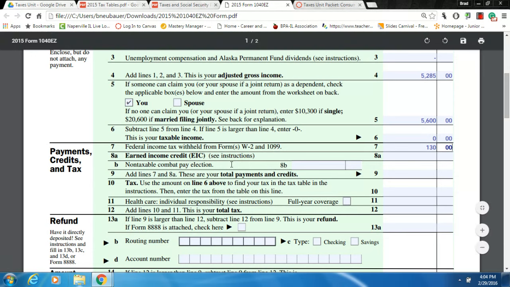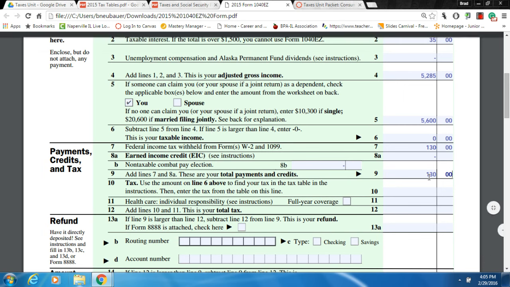This non-taxable combat pay election, don't have to worry about anything with that. So ultimately, what we need to do is add lines 7 and 8A. Well, we can put a dash there for a 0, a dash here for a 0. So what we have, his total payments for taxes is $130. That's how much Joseph Red paid in income tax in 2015.